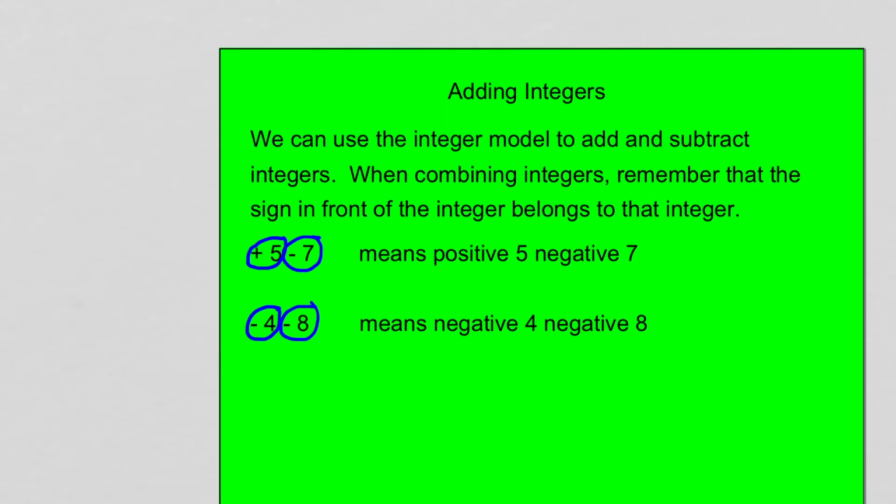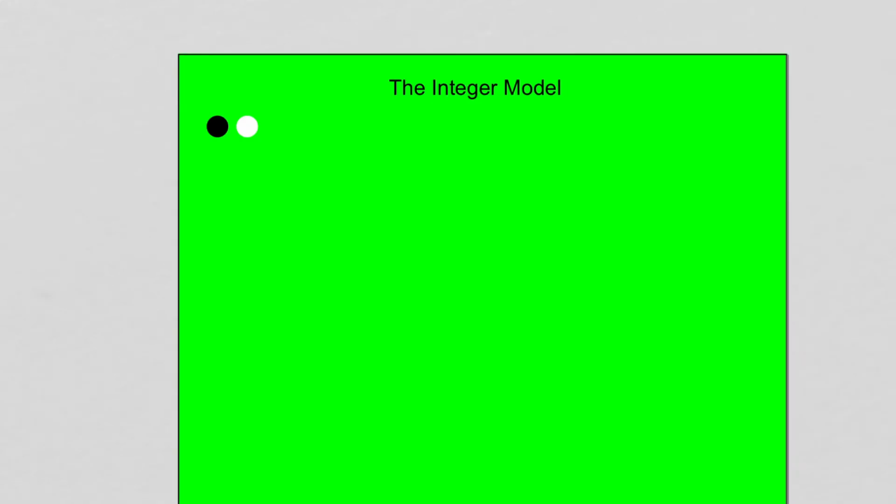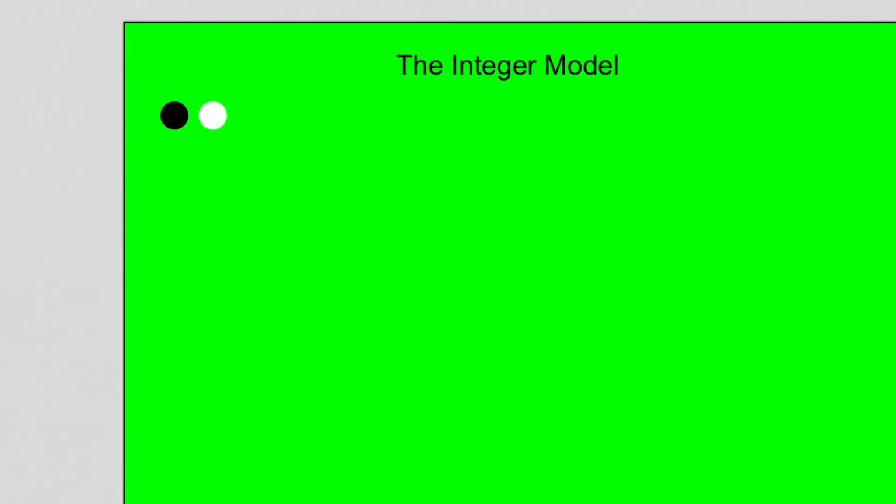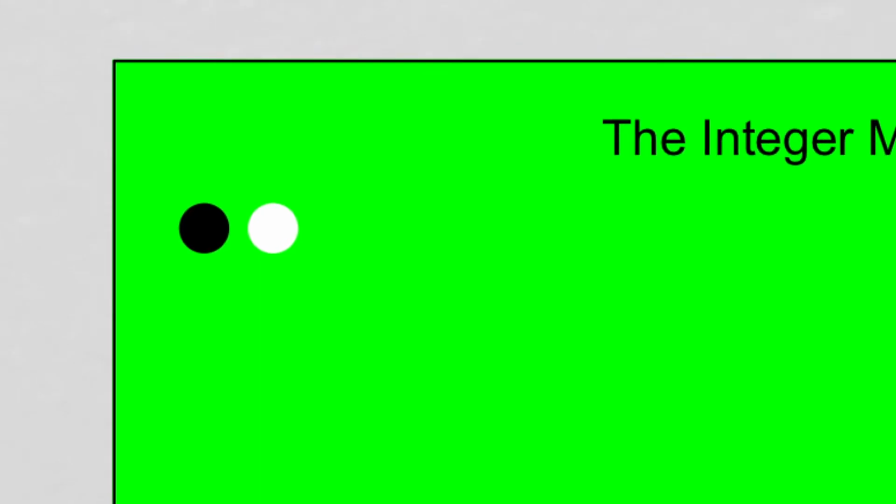The next thing I like to look at is something called the integer model. Now, many teachers and people use this model in many different ways. What I like to do, it doesn't really matter how you use it, just as long as we're all on the same page, is I like to use shaded in circles to represent a positive integer. So a shaded in circle will represent positive 1, and an unshaded circle will represent negative 1.